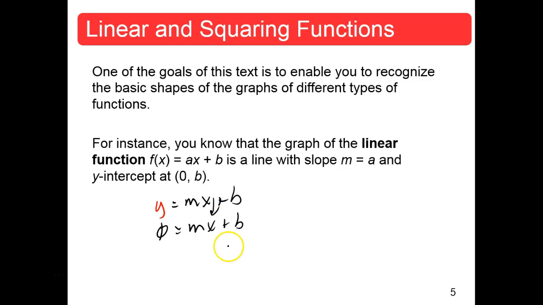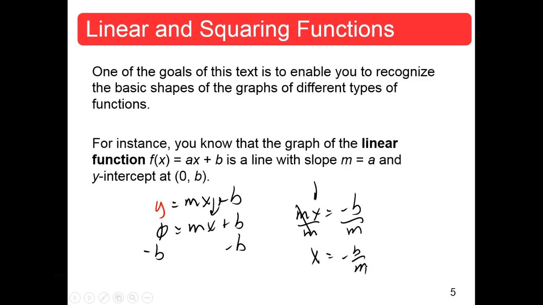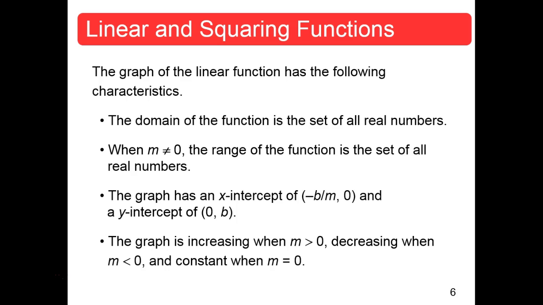Solve for x. What would you do? So subtract b from both sides, right? That gives you mx is equal to minus b. And then what if you're solving for x? Divide by m. Now, we've already said m is not 0, so that makes this legal. So what's your x-intercept? Minus b over m, which is exactly what they said here, minus b over m when y is 0.